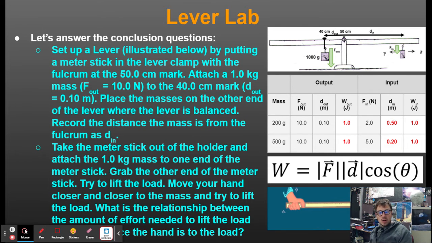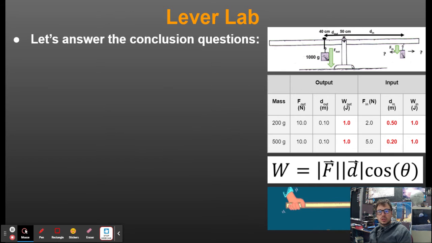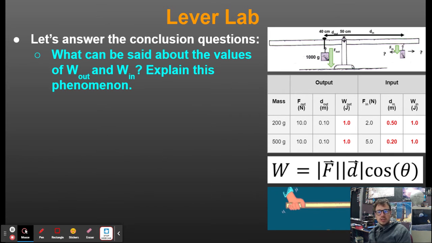Then the next one was taking the meter stick and trying to lift that 1 kilogram, or 10 Newton mass, off the table while slowly moving your hand toward that mass. It should get easier and easier as you get closer and closer to that mass. So the question is, what can be said about the values of W out and W in?